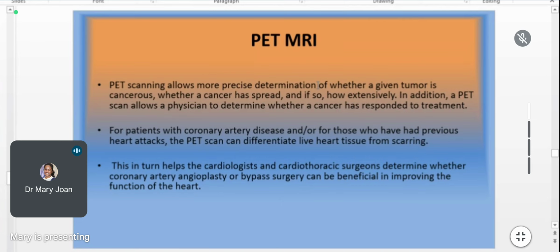So this kind of information we can get by fusion or hybrid imaging. Image fusion or hybrid imaging we call it. So PET MRI is an example for hybrid imaging.